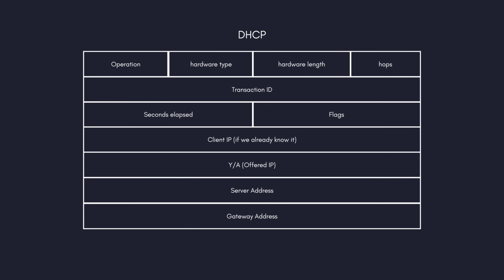Then we have the hops field. This I believe is used for more complex stuff that I'm not doing. If I'm not wrong, it's for relays, but yeah, like I said, not using this value. It's always hard-coded to be 0.